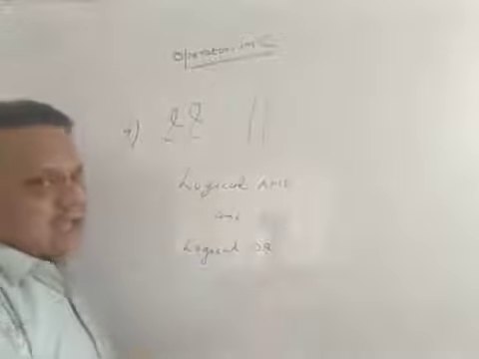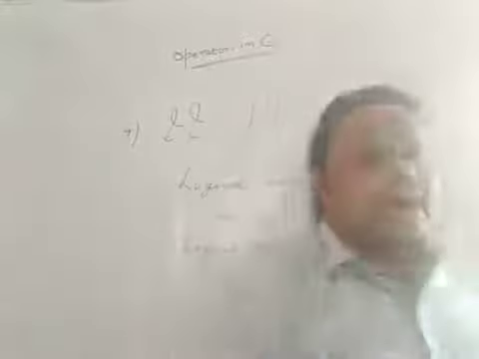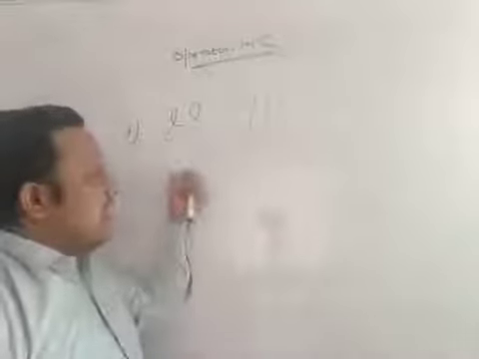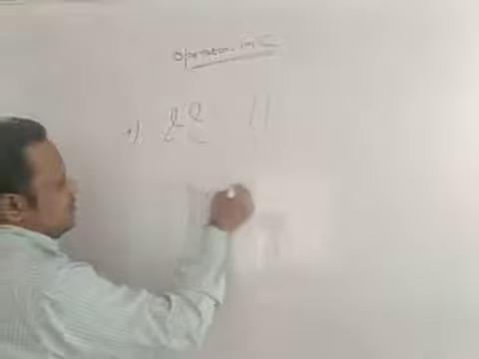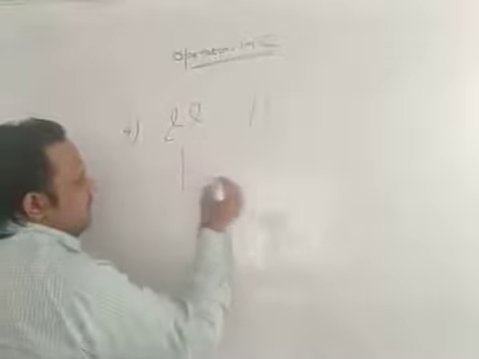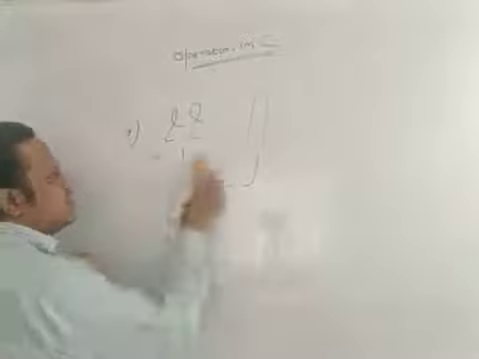Very, very important, and you should know how they function, right? And remember one thing, guys, that the priority of AND is higher than OR. The priority of logical AND is higher than OR. So what do you mean by this?